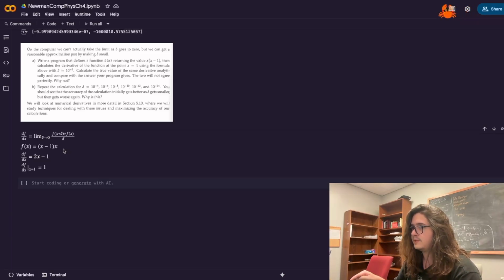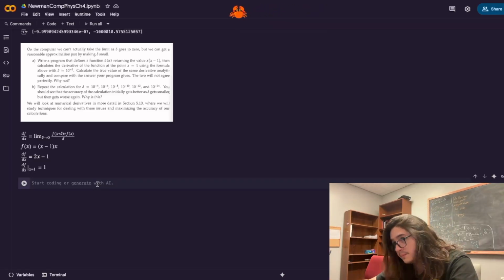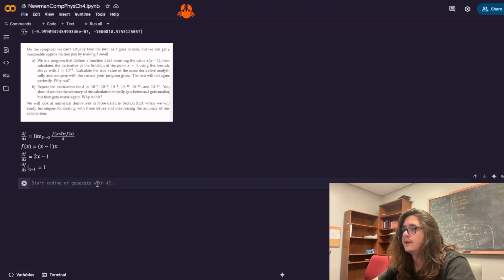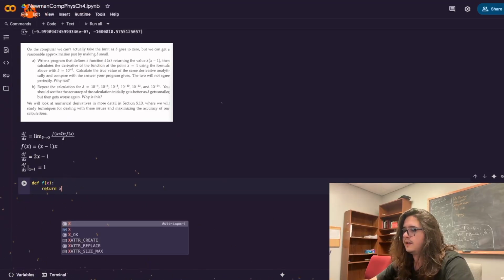When we do the computational method, it's going to give out a value that's not quite 1. It's going to be off by a bit. So first of all, write a program that defines the function f(x). That's easy. f(x) is going to return x times (x minus 1).